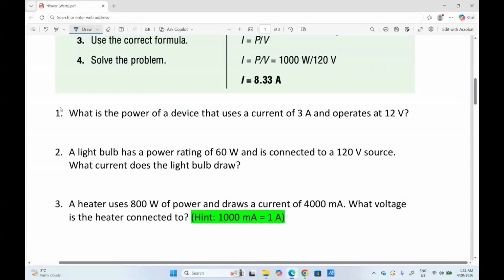So for example 1, what is the power of a device? So since they asked me what the power is, I know I have P here for power. What is the power of a device that uses a current of 3 amps? Since I see the 3 amps, I know that represents I, and operates at a 12 V, which is 12 volts. So I know I have volts.